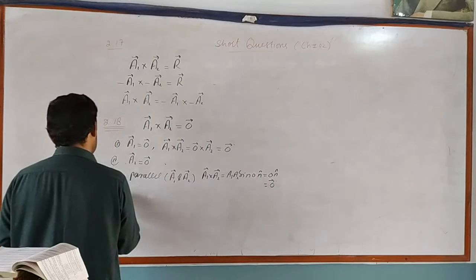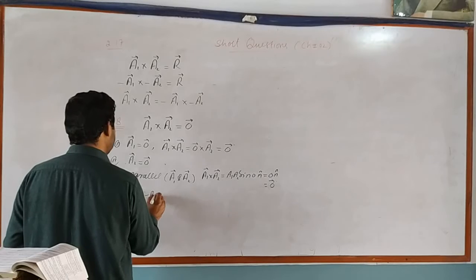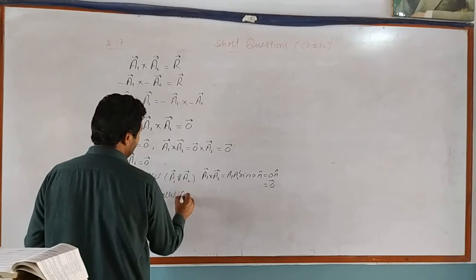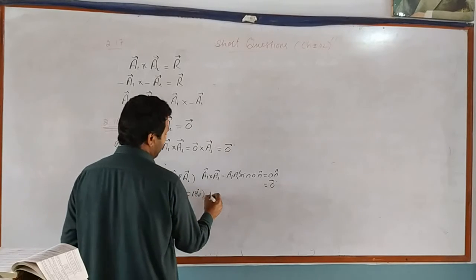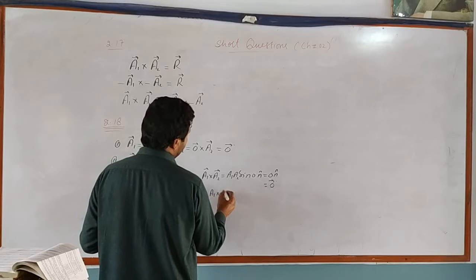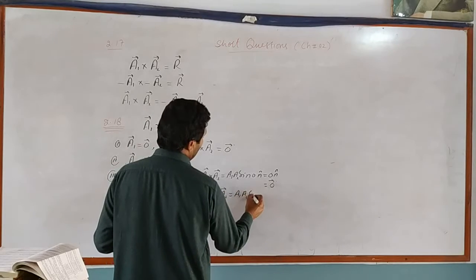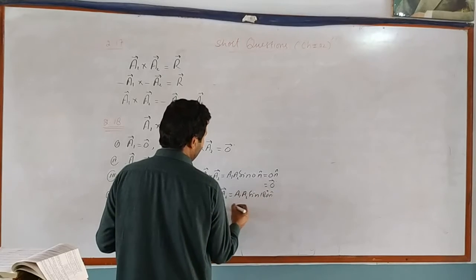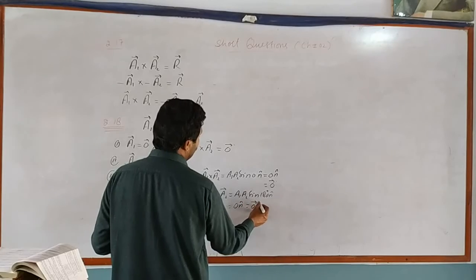When these two vectors a1 and a2 are anti-parallel to each other, the angle between them will be equal to 180. Then their cross product will be a1 cross a2 is equal to a1 a2 into sin theta, as theta is 180 degrees, into n unit vector. Sin 180 is 0, so the resultant will also be a null vector.